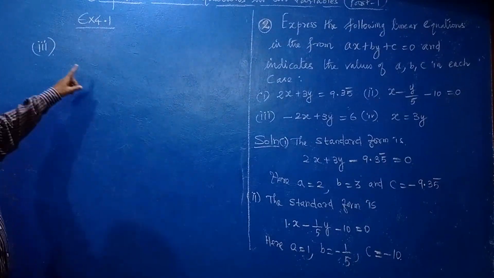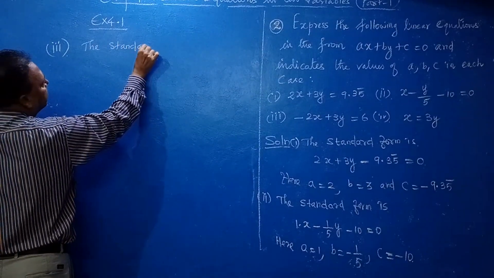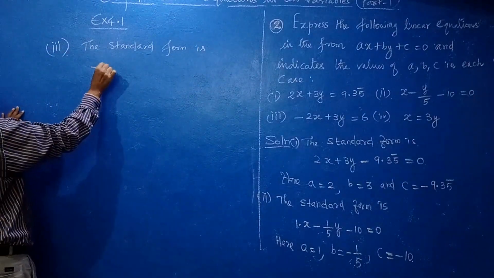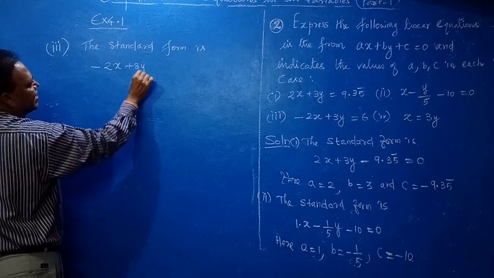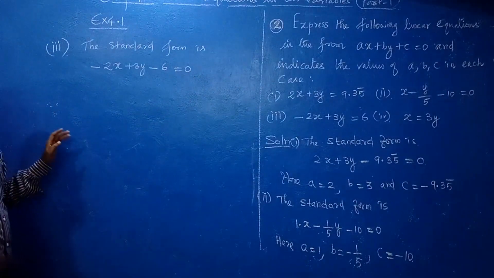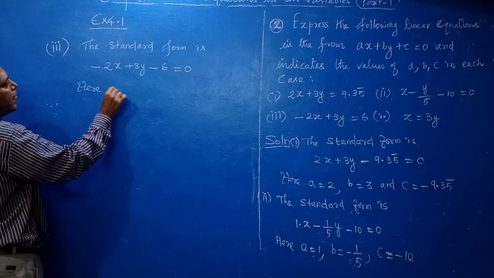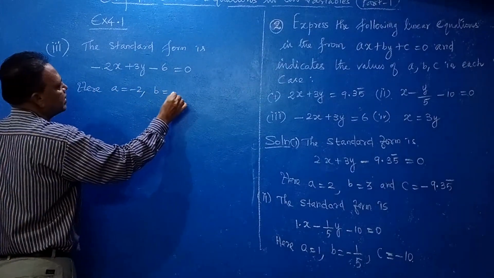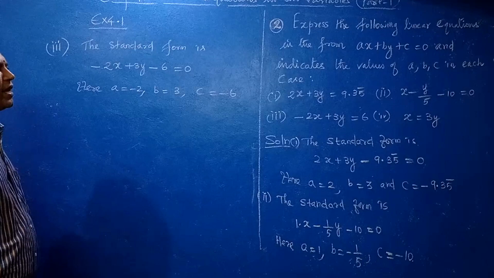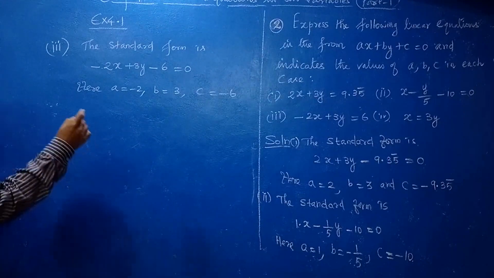You see the third problem, you write the standard form. The standard form is minus 2x plus 3y, bring that 6 to this side, minus 6 equal to 0. Now here what is A? Minus 2. What is B? 3. What is C? Minus 6. So we got the A, B, C values. Clear? Now come to the fourth problem.